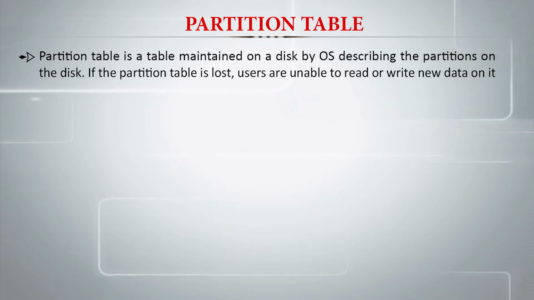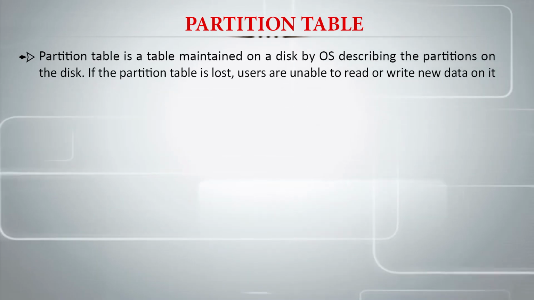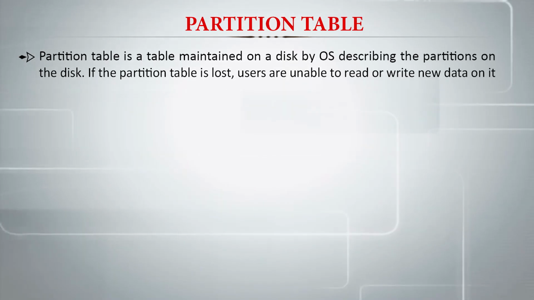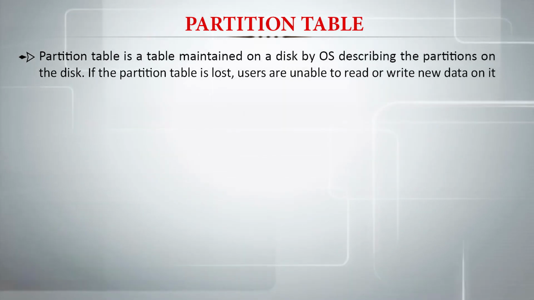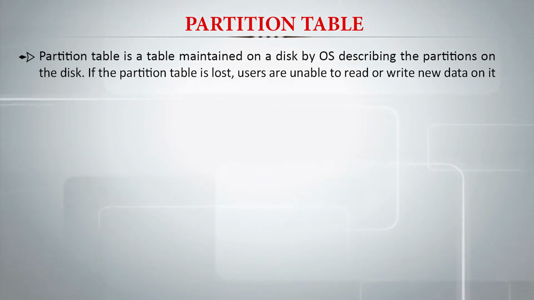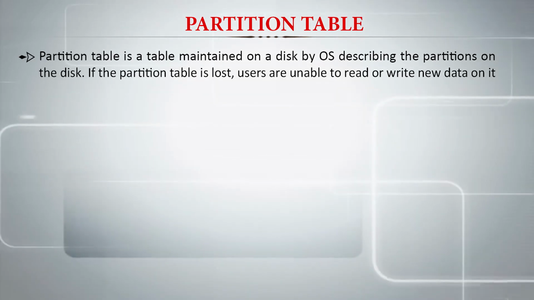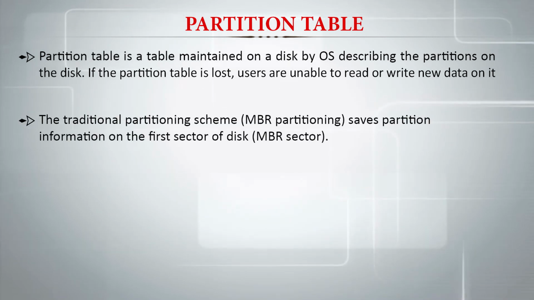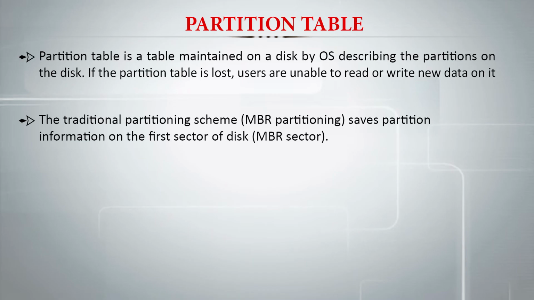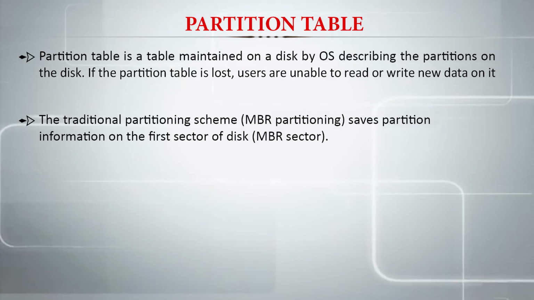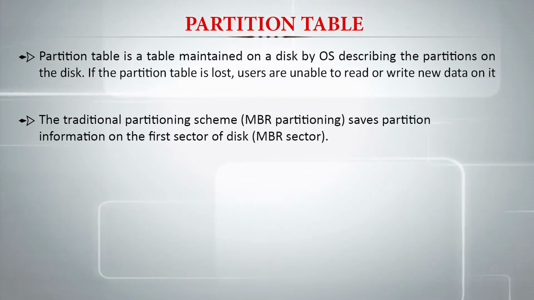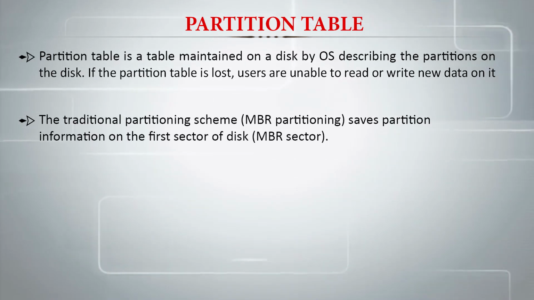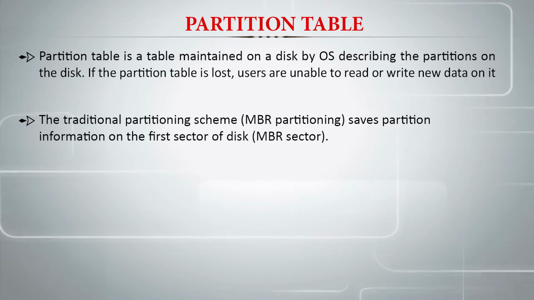The partition table is a table maintained on a disk by the operating system describing the partitions of the disk. If the partition table is lost, users are unable to read or write new data on the disk. The traditional partitioning scheme, called the MBR partition, saves partition information on the first sector of the disk, the MBR sector. That information is stored in the MBR sector.